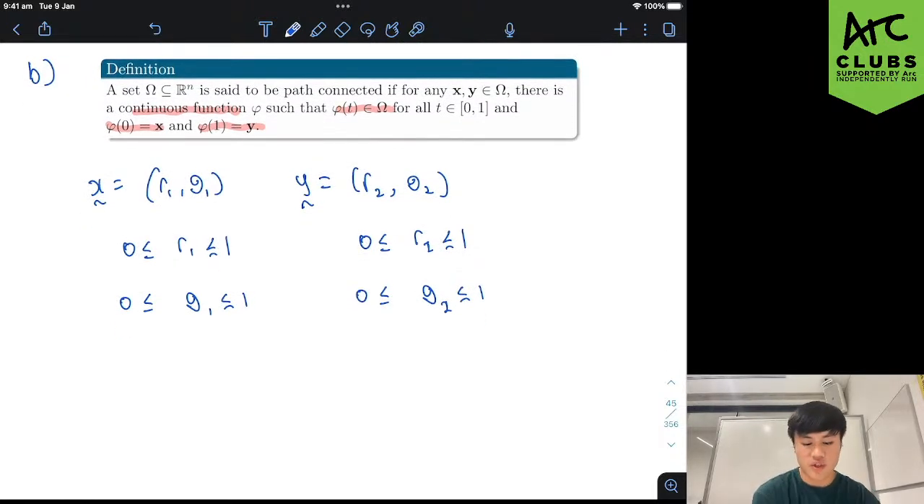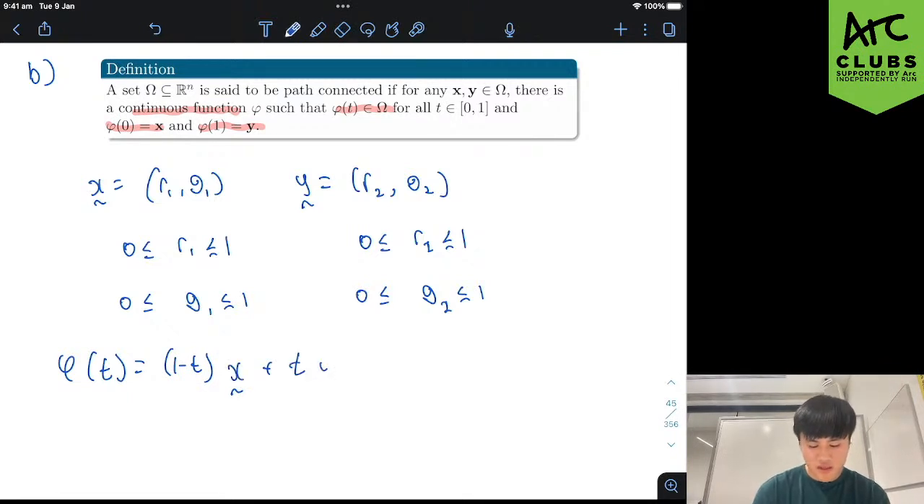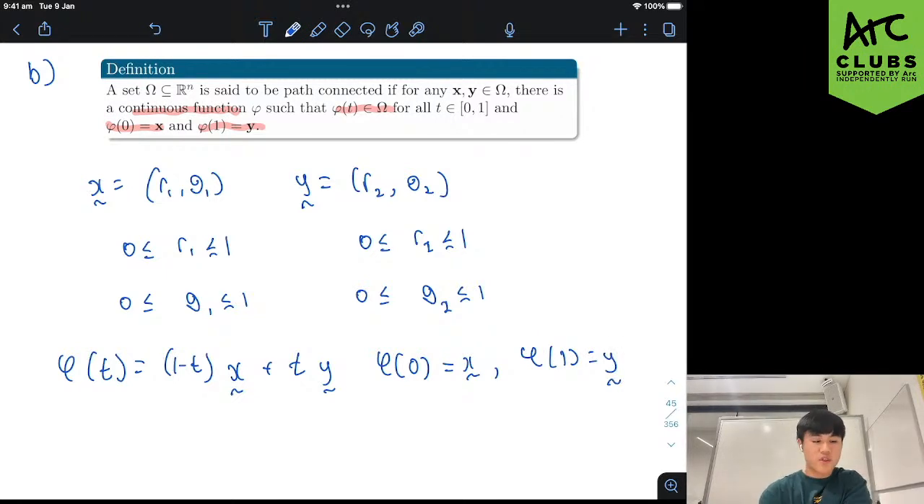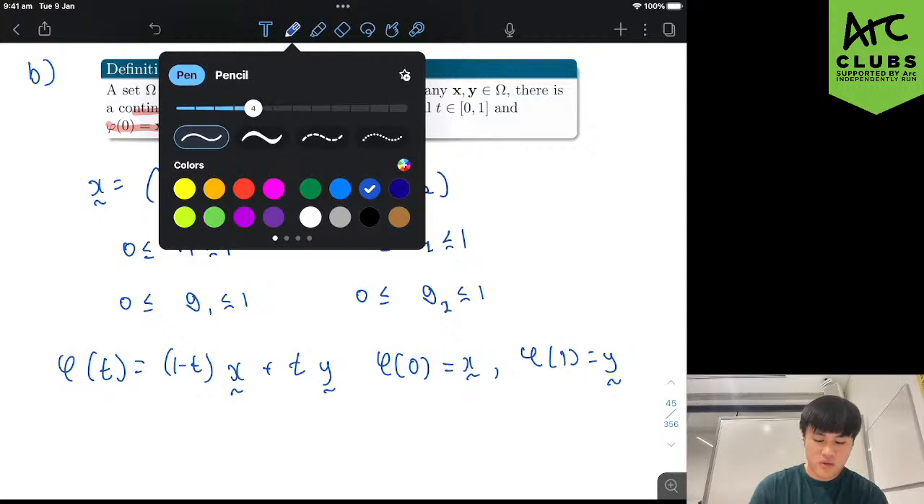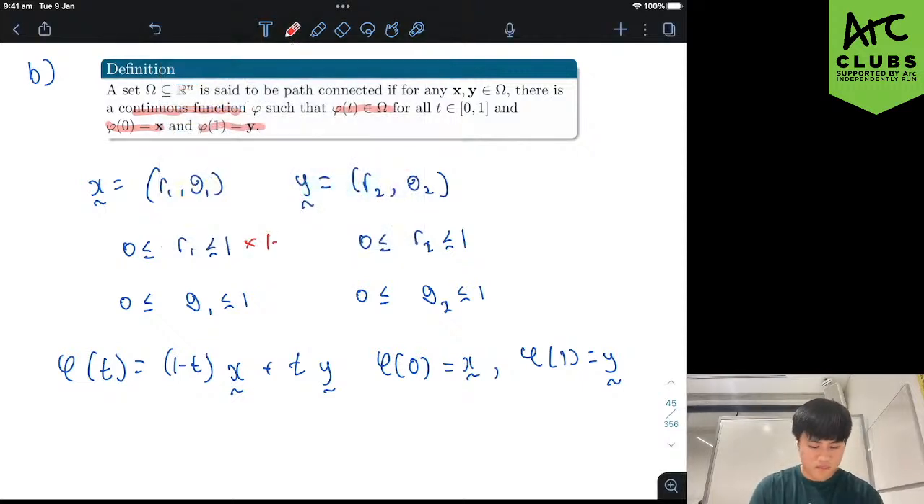If we're going to create a continuous function, we can easily do a line function, which is probably the easiest thing to do. So if we define the function of t to equal (1 minus t) x plus t y, clearly it starts from x and ends at y. Now we just need to prove that every single point along this line also lies within our set S. To do this, we multiply by 1 minus t, and by t.